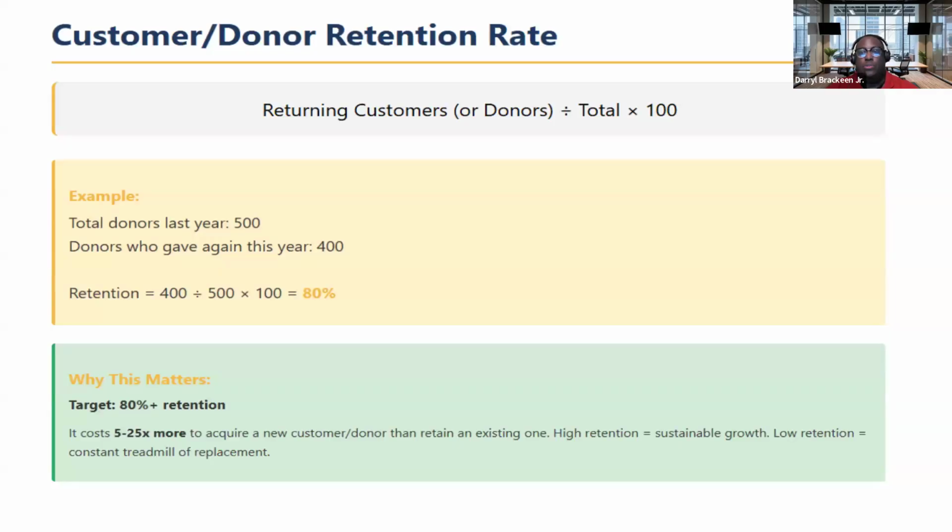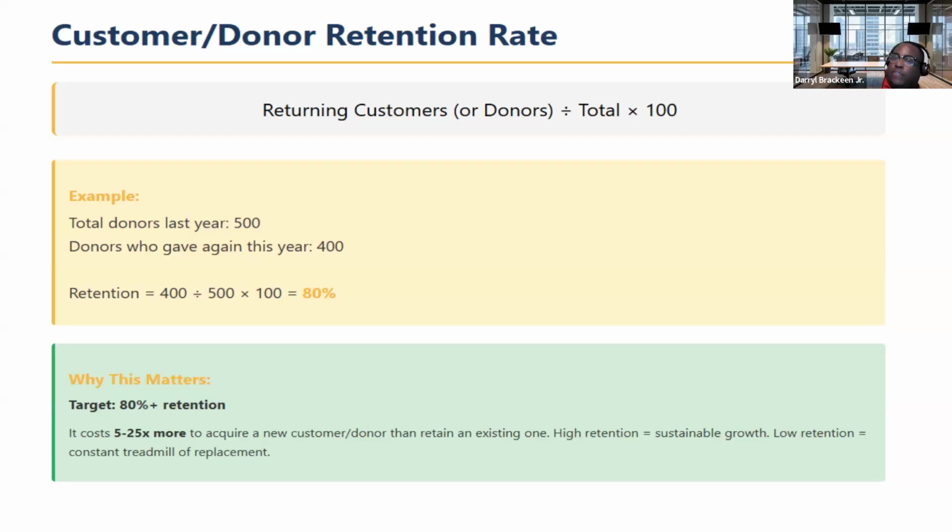Now we're going to pivot to being able to apply this formula with a nonprofit or a business. Okay. So in our example, we're talking about donors. So we're referring to nonprofits. So the total donors last year was 500, right? So the donors who gave again this year was 400. So the big question is, what's the retention rate? And that's a percentage, right? So you'll do 400 divided by 500, then you multiply that by 100, which gives you 80%. So that means as a nonprofit, you've been able to retain 80% of your donors.